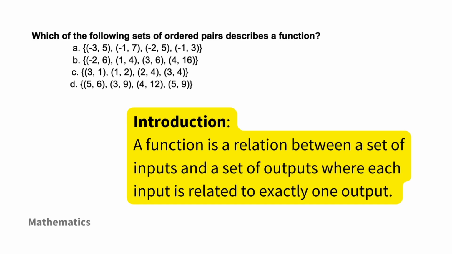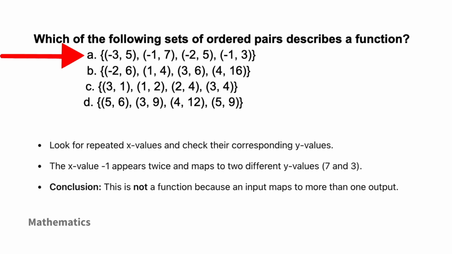First and foremost, let's recall that a function is a relation between a set of inputs and a set of outputs, where each input is related to exactly one output. This means no input, or x value, in a function can map to more than one output, or y value. Now, in order to actually solve this, we'll want to analyze each set of ordered pairs.